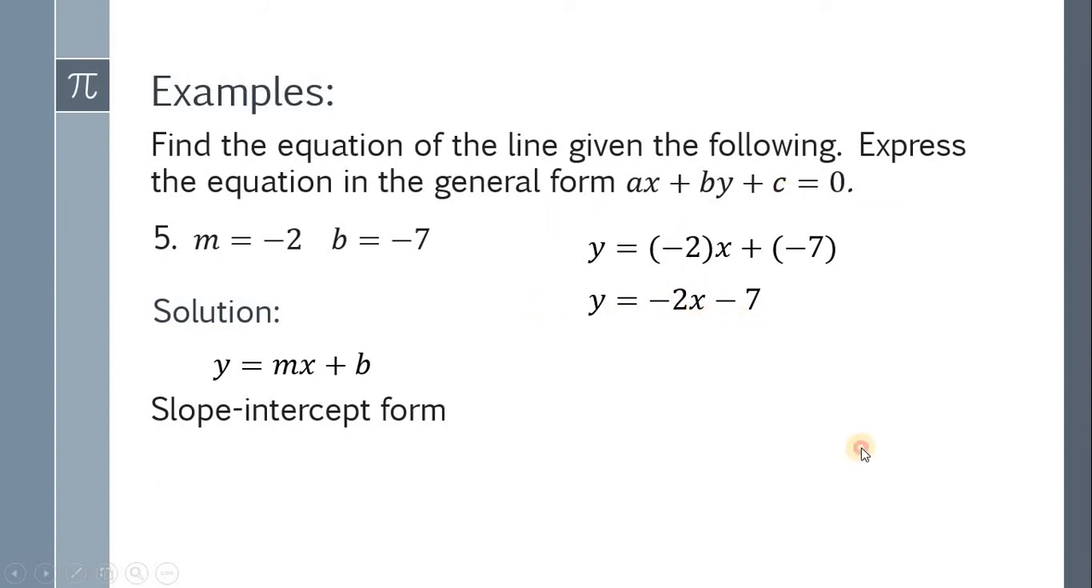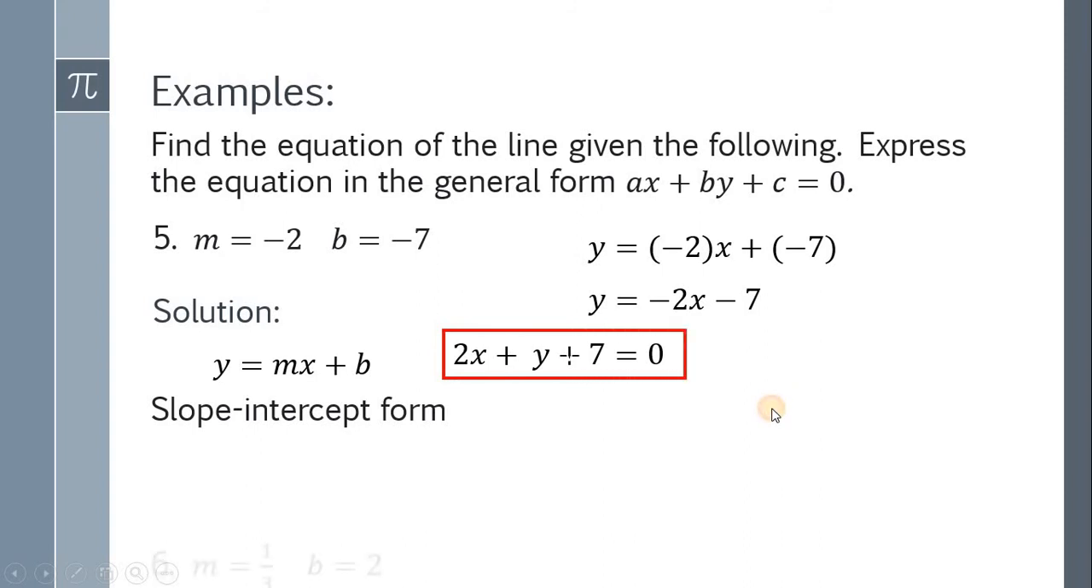Lipat na lang natin. Gawin na lang natin siyang general form. So, we have 2x plus y plus 7 is equals to 0. Ito lang din naman yung nakuha natin kanina. Okay? Next, example number 6.